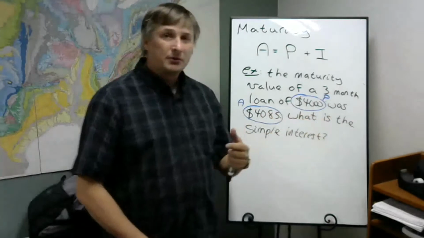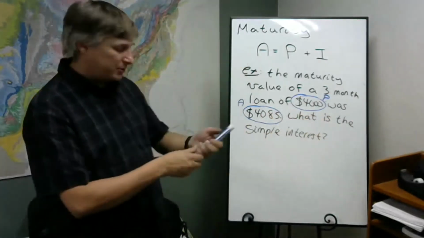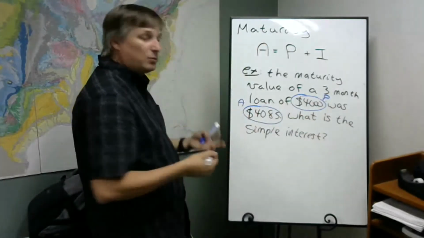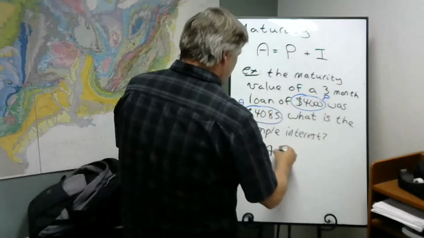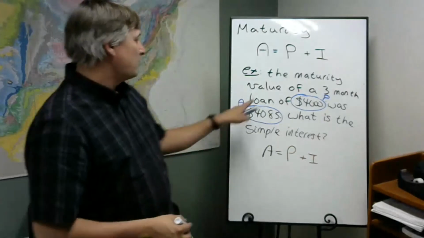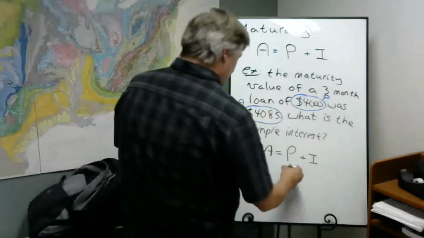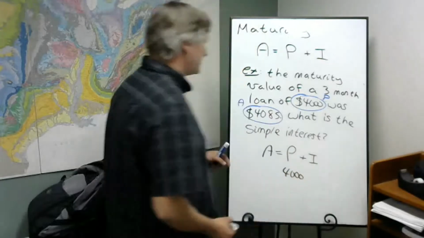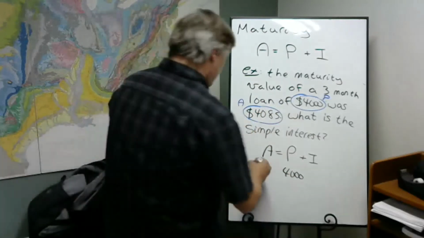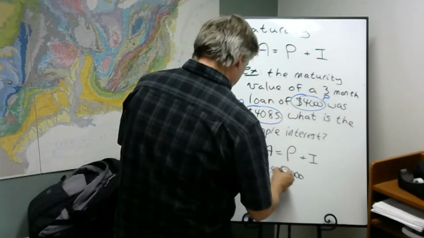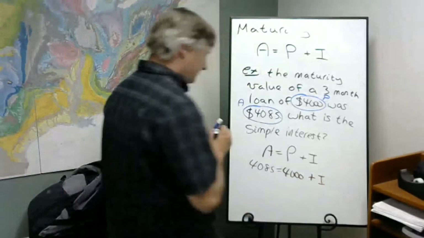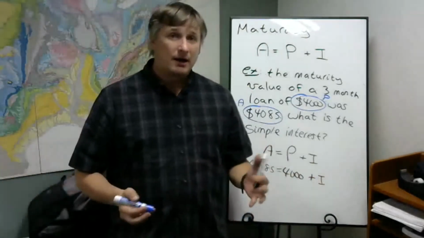So what is the simple interest? Well, using this formula for maturity, we know what A is. And we know what P is. So we can plug in those numbers. So maturity will always be how much we borrowed plus the interest we pay on what we borrowed. Now we had a loan of $4,000. So that means P is going to be $4,000. And the maturity value of this $4,000 loan, $4,085. And they're asking about the simple interest. So what we do here is we solve for I.